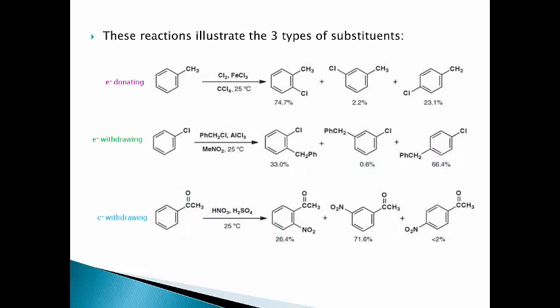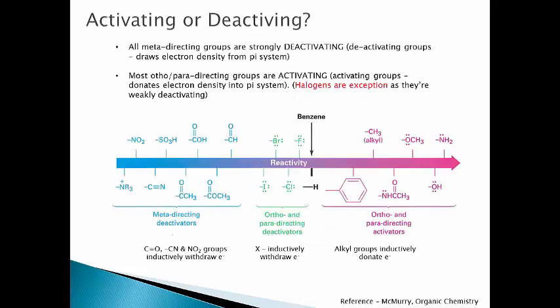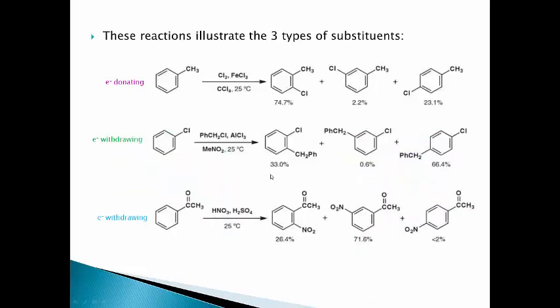Okay, so these reactions illustrate the 3 main types of substituents. So what do we mean? So the 3 main types, we've got the blue, which are meta-directing deactivators, we've got the green, which are ortho and para-directing deactivators, and then we've got the pink, which is ortho and para-directing activators. So these are the 3 classes.